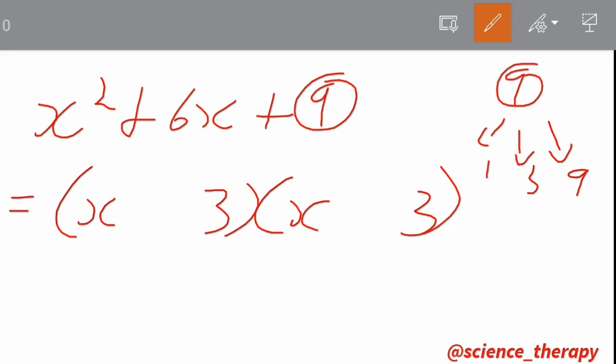So what about the signs now? Remember, we are guided by the middle term. The middle term is positive and the last term is positive. So that means that's positive and positive. 3 multiplied by 3 is positive 9, and 3 plus 3 is positive 6.